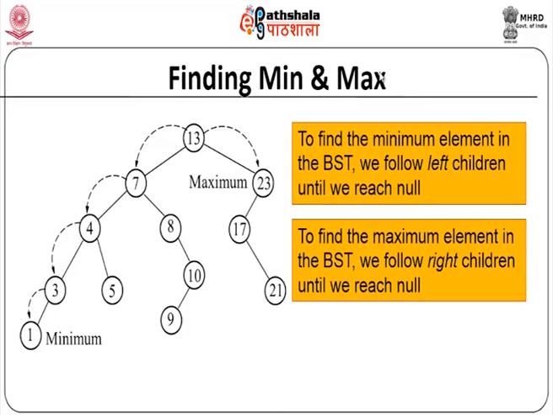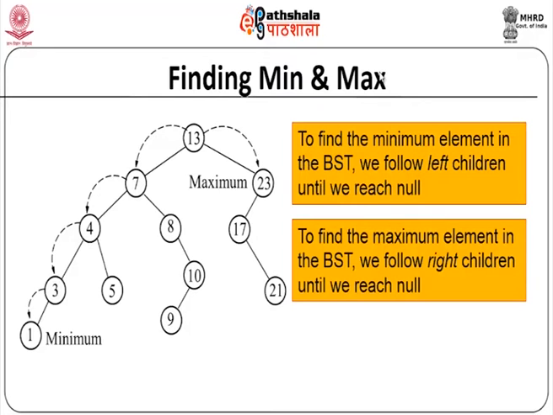The left subtree has 7 as the root. You check whether 7 is less than 13; it will be less, so you do not have to search for that. Then you go to the left subtree. You just check whether the root you have reached has a left subtree. If it does not have a left subtree, that is the minimum element. If it has a left subtree, you go to the left subtree. So, 7 has a left subtree, you go to 4, 4 has a left subtree, you go to 3, 3 has a left subtree, so you go to 1. 1 does not have a left subtree, so that is the minimum element. Now, what about maximum?